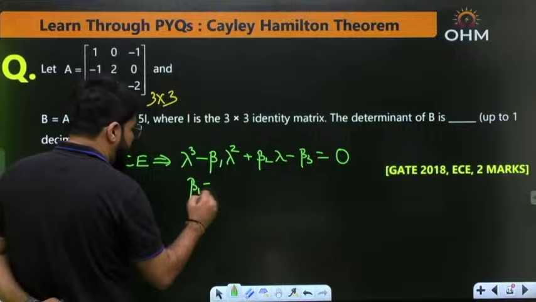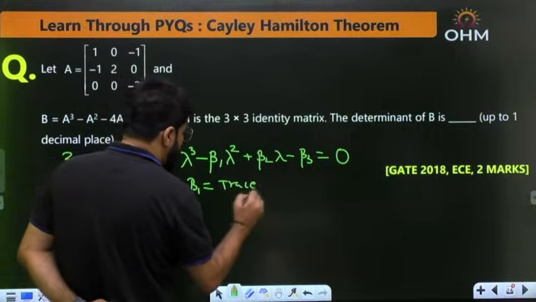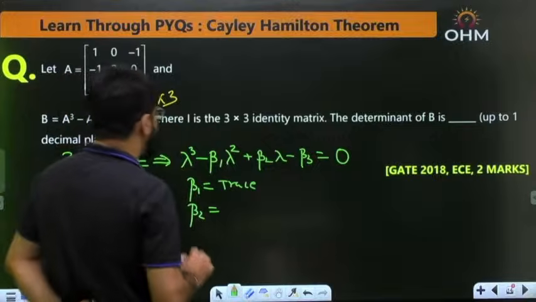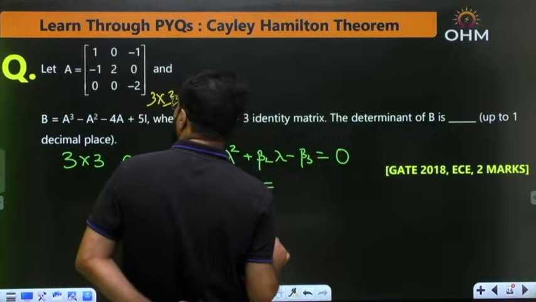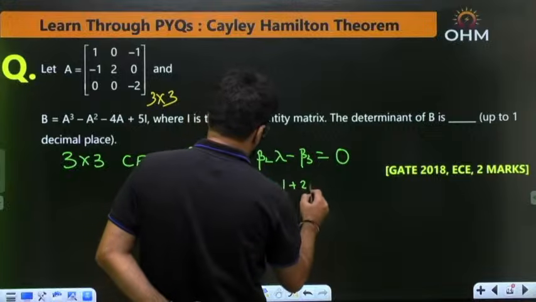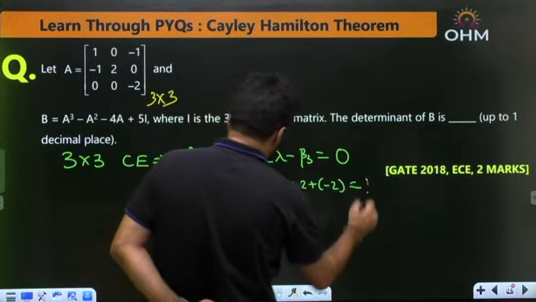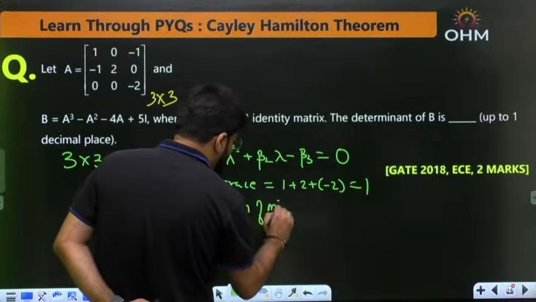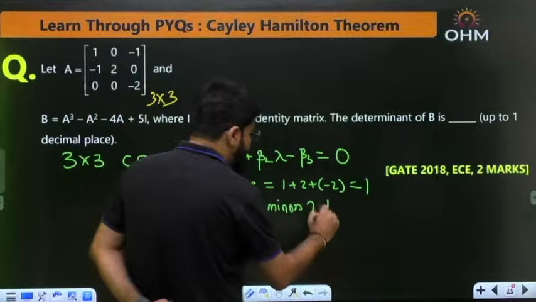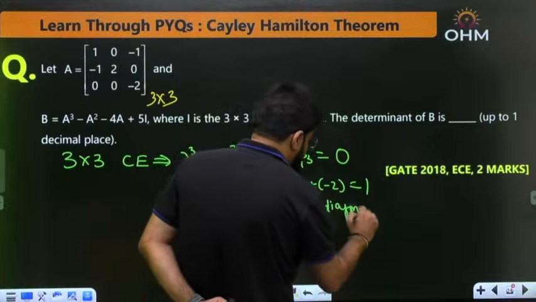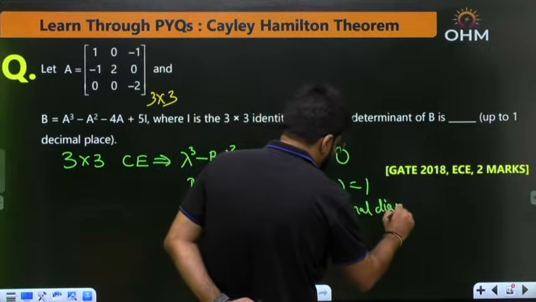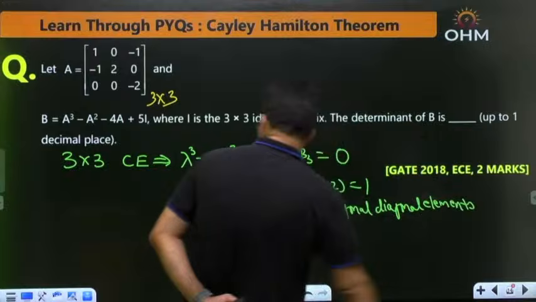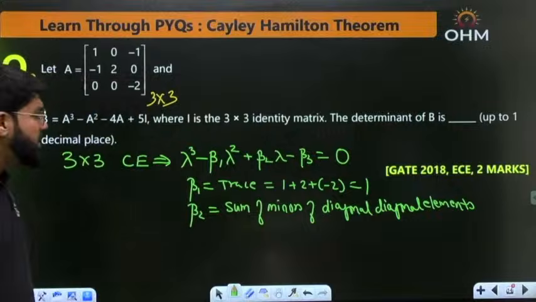Okay, now what is beta 1? Just a quick recap. Beta 1 is the trace, the sum of diagonal elements. So what is the trace here? 1 plus 2 plus minus 2, which is 1 only. What is beta 2? First I will write down the definition. Beta 2 was defined as the sum of the minors of the diagonal elements. So beta 1 is the sum of diagonal elements, beta 2 is the sum of the minors.